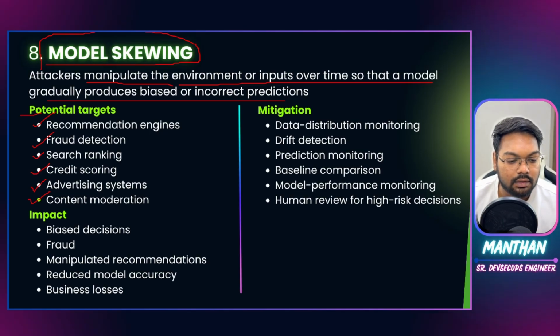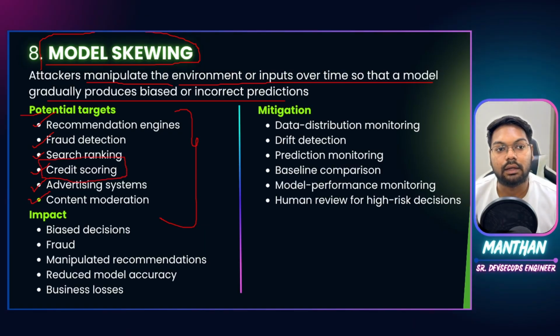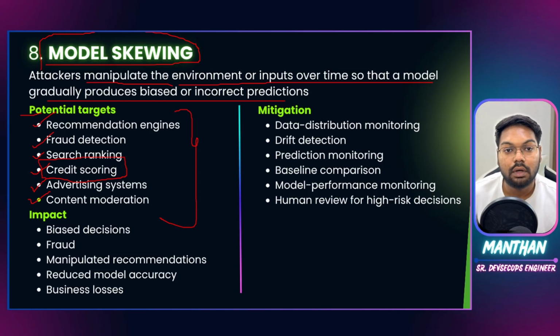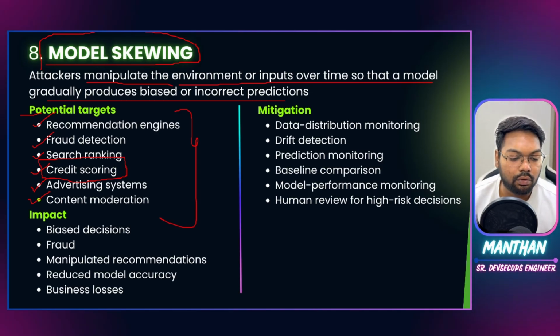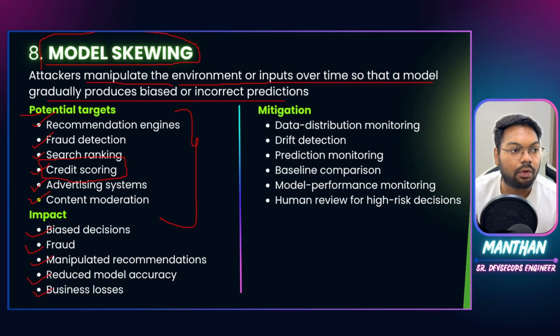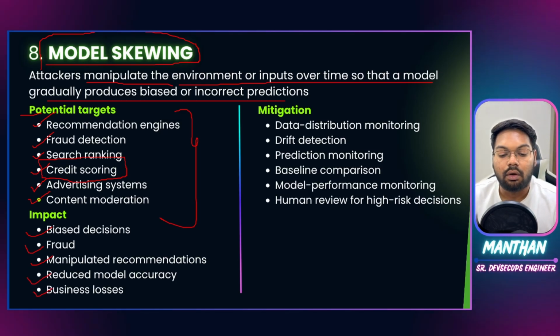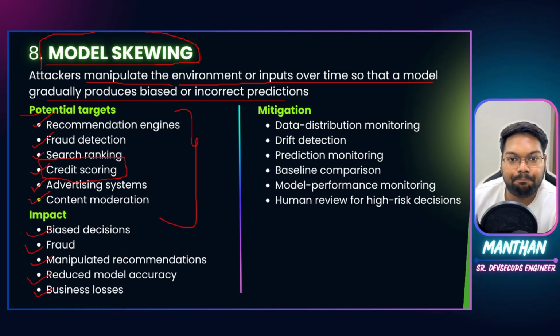Potential targets are these kinds of things. Someone modifies your credit score and gives you a high credit, and then you derive a loan even if you are not eligible. So that's why credit scoring could be manipulated. Then the impact is biased decisions, fraud, manipulated recommendations, reduced model accuracy, and business losses for other people that are not using model skewing methodologies.